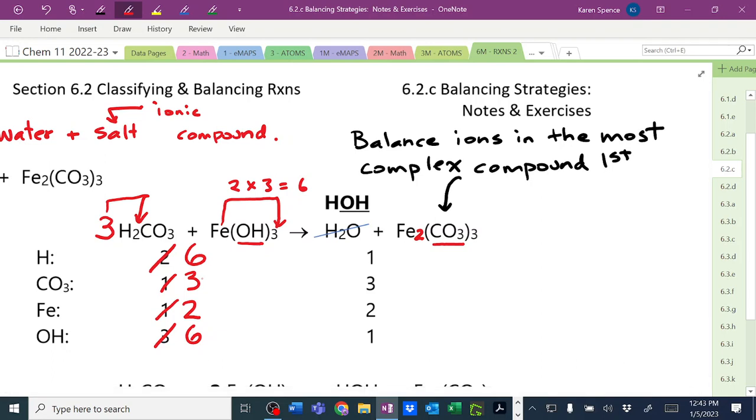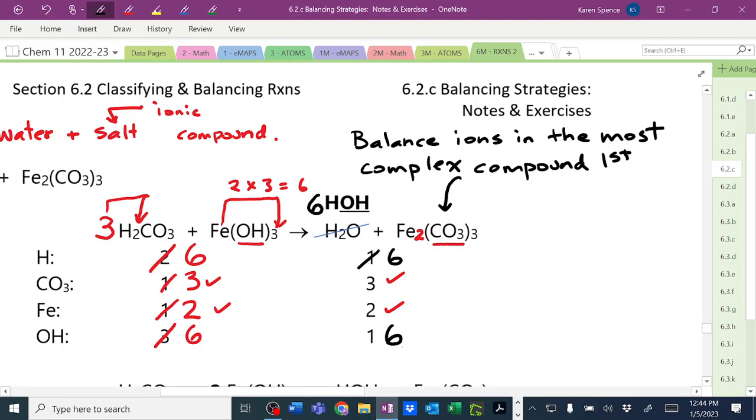And so now the carbonate is good. The iron is good. Now we need to balance the H and the OH. Well, what if we just put a 6 in front of the water? That gives us 6 hydrogen and 6 hydroxide. Okay, so follow those rules, and balancing neutralization becomes really easy. A lot of people get stuck because they try and keep the HOH like as H2O.